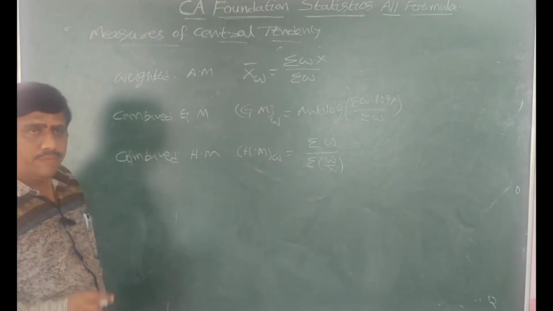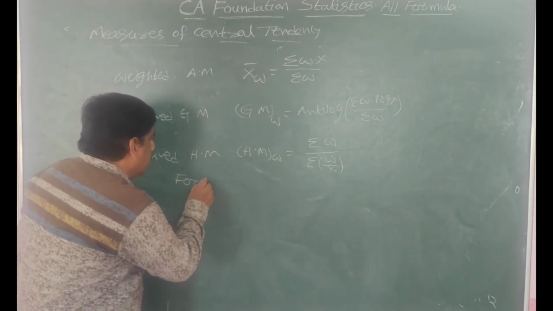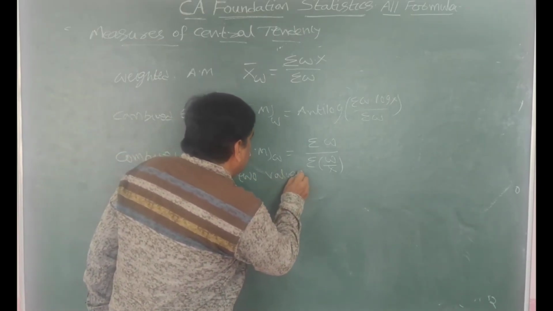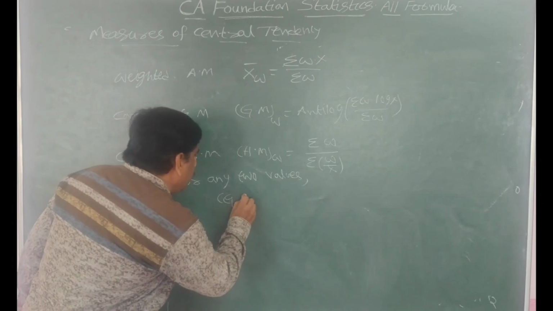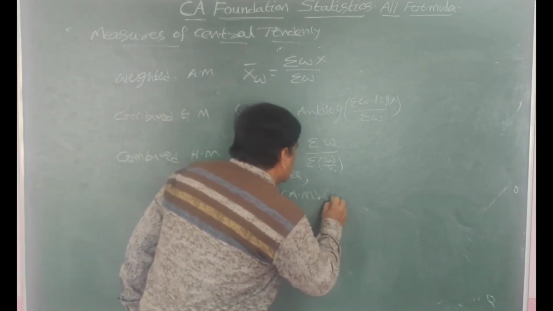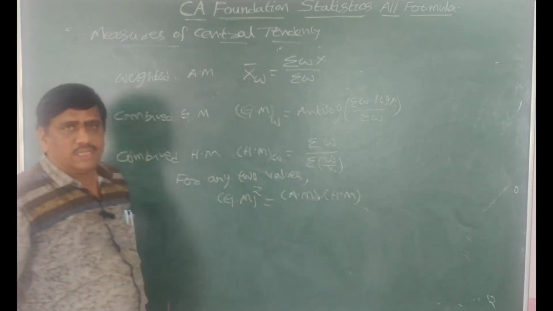Similarly, for any two values, we have a relation between AM, GM and HM, which is nothing but GM squared equals AM into HM. For any two values, the relation between AM, GM and HM is this one.